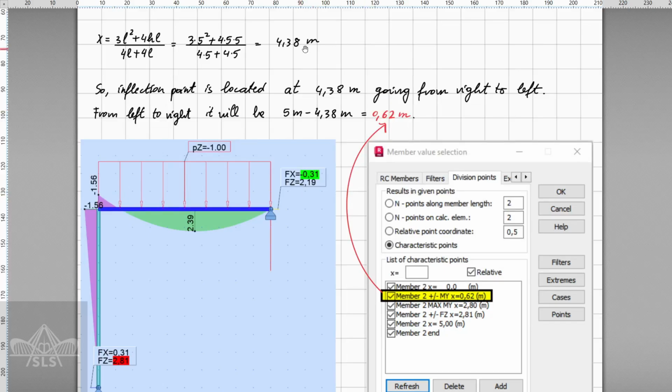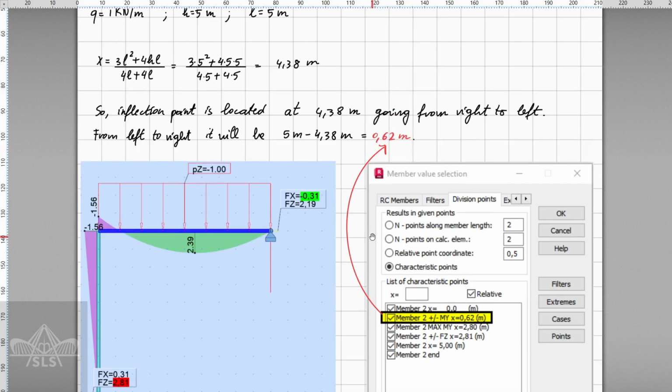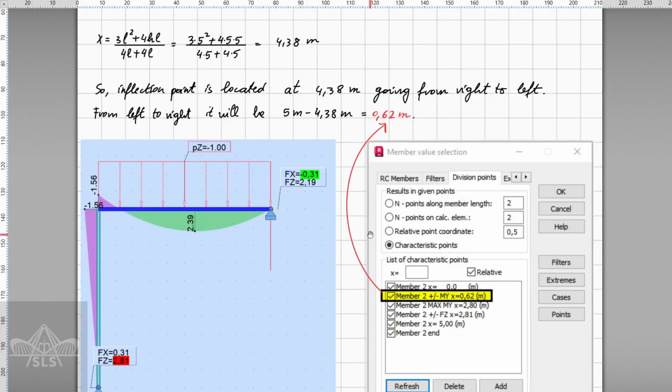But this doesn't mean that what we got here is wrong, because basically we can just subtract the 5 meters from this 4.38 meters which we found, and then we are going to get the same result, which is 0.62 meters, which comes to say that the results which we obtain parametrically are safe to be used. And if one just wants to change the values, we are going to get the correct result.